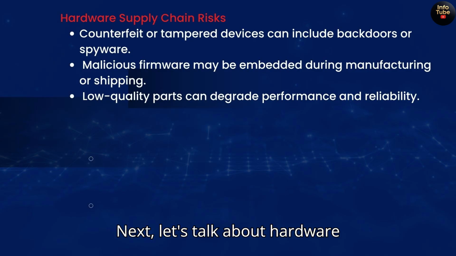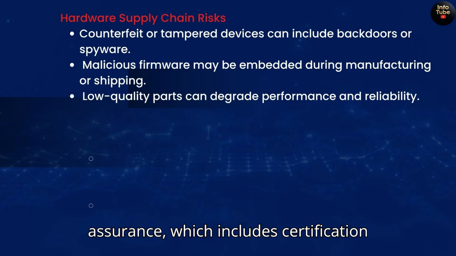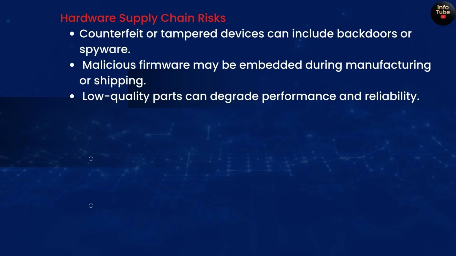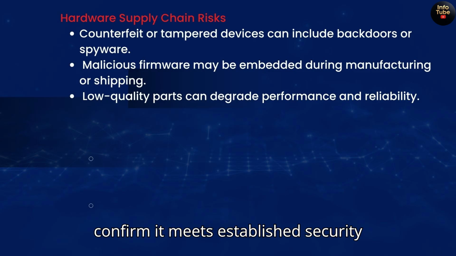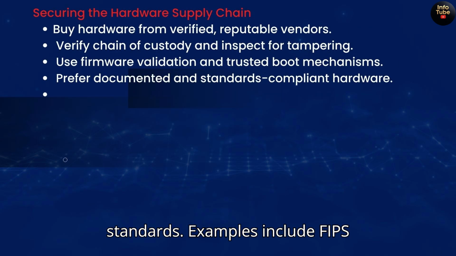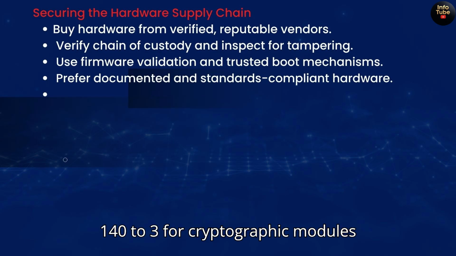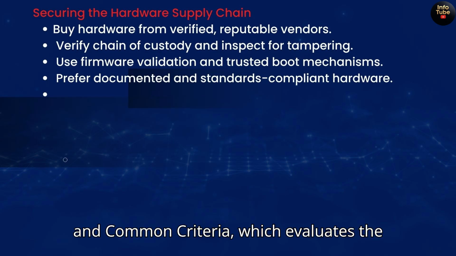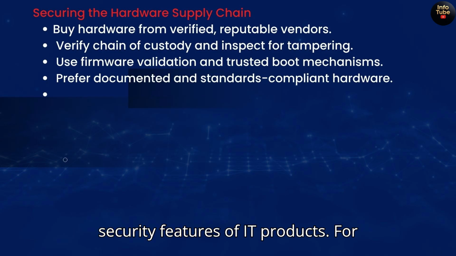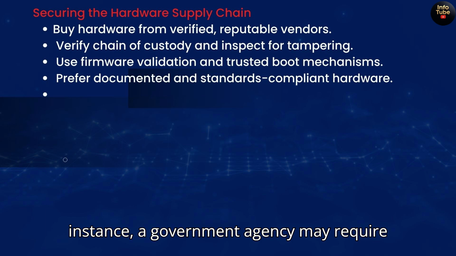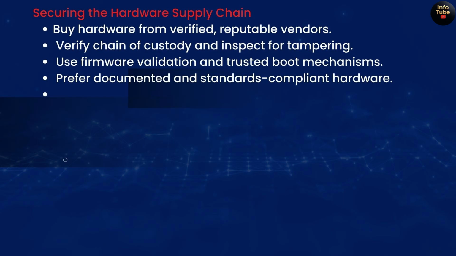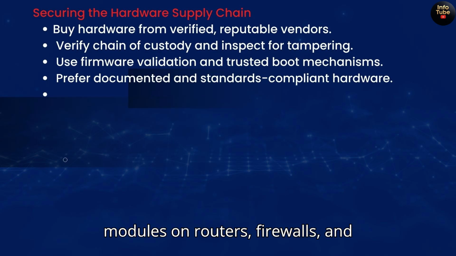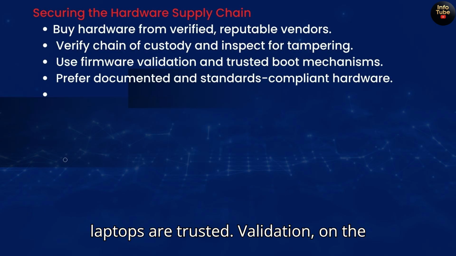Next, let's talk about hardware assurance, which includes certification and validation processes. Certification is the process of having hardware tested by independent labs to confirm it meets established security standards. Examples include FIPS 140-3 for cryptographic modules, and Common Criteria, which evaluates the security features of IT products. For instance, a government agency may require that all hardware used in its operations be certified under FIPS standards. This ensures that the cryptographic modules on routers, firewalls, and laptops are trusted.